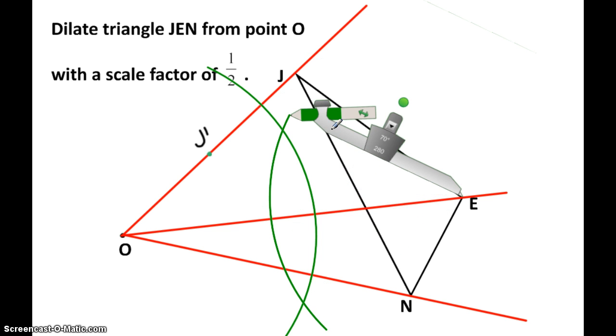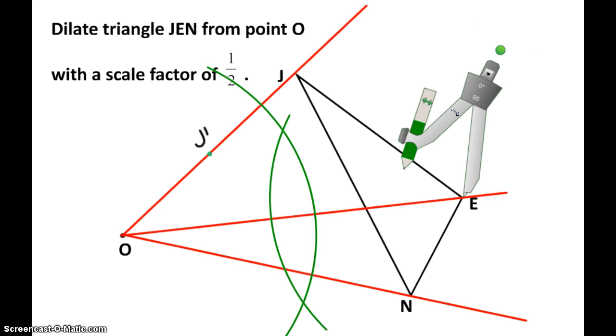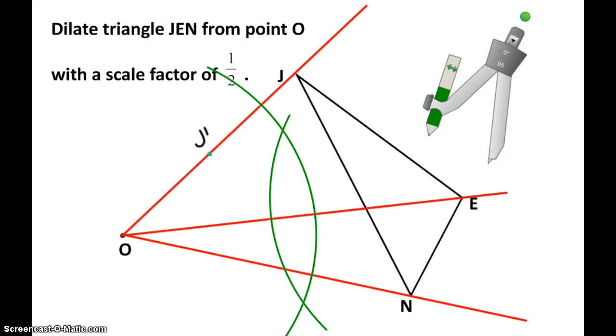It's awesome. Alright, so put my compass aside. Connect my two intersection points to form my perpendicular bisector. And what I have right here is my new E prime.